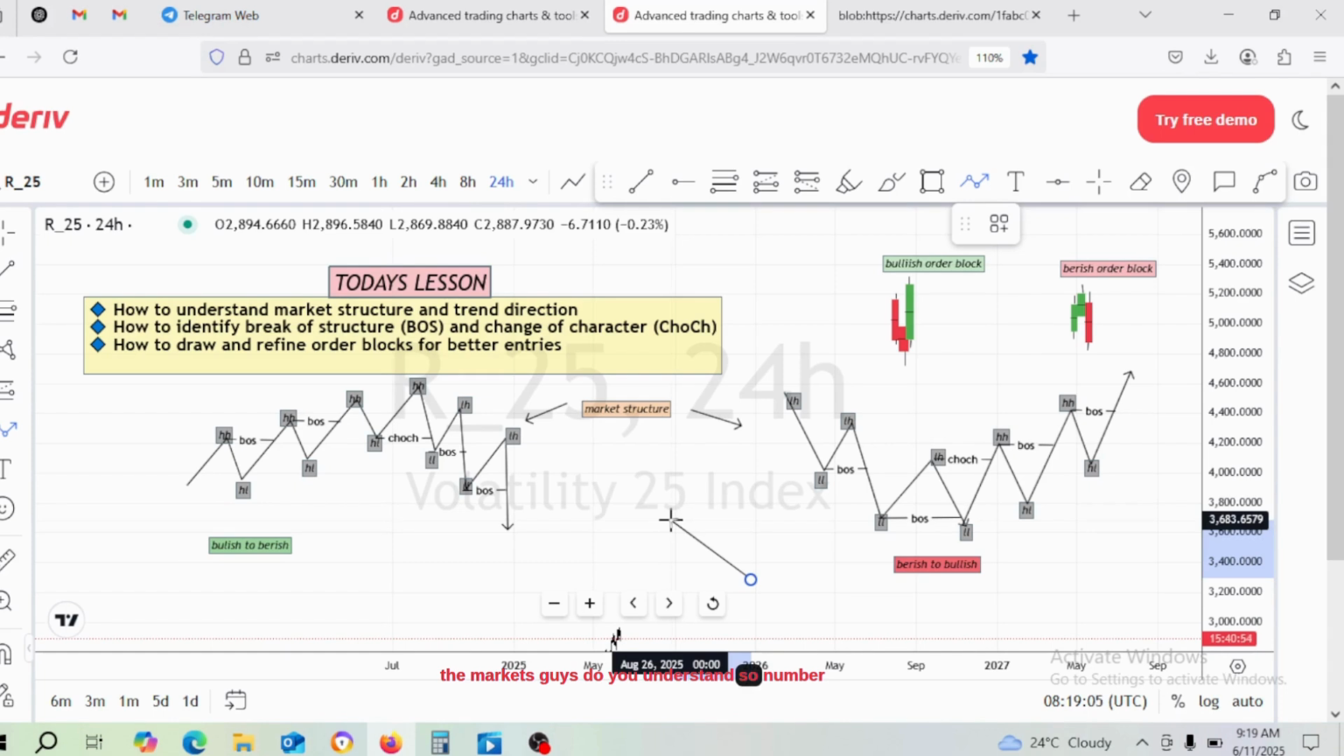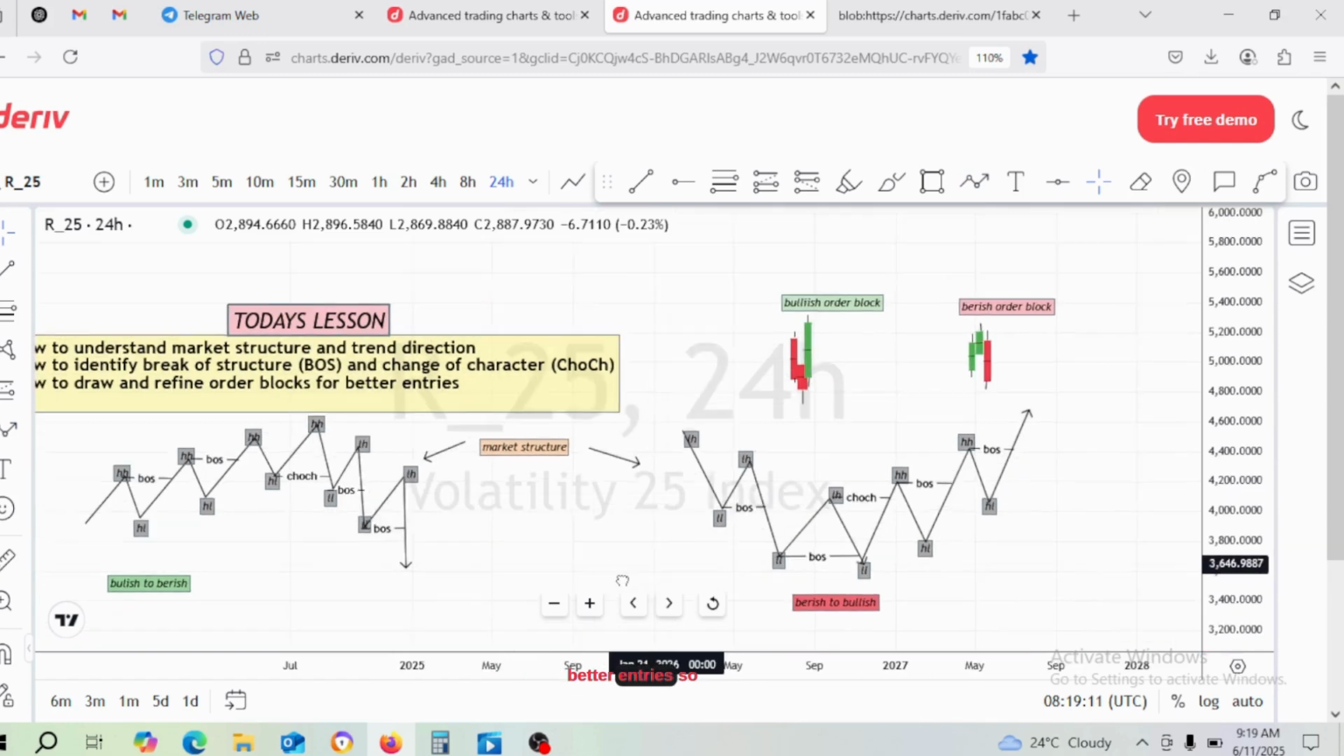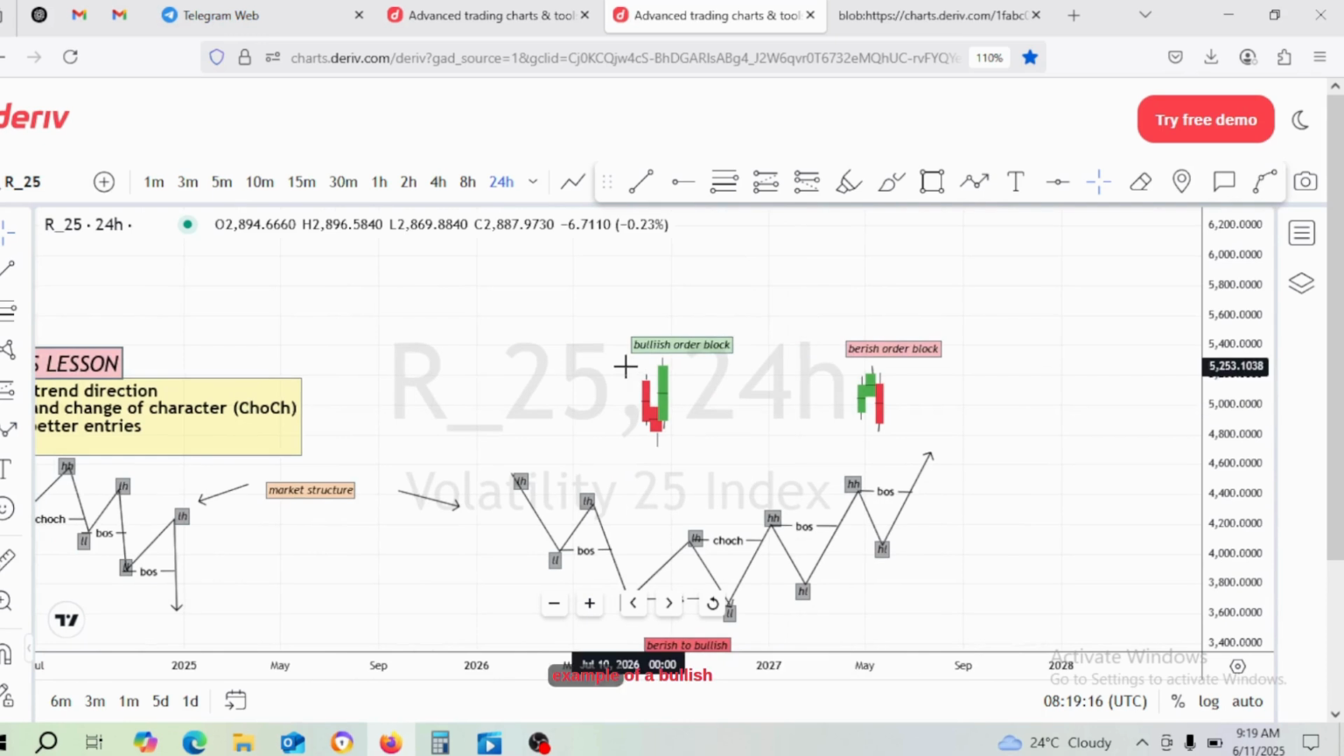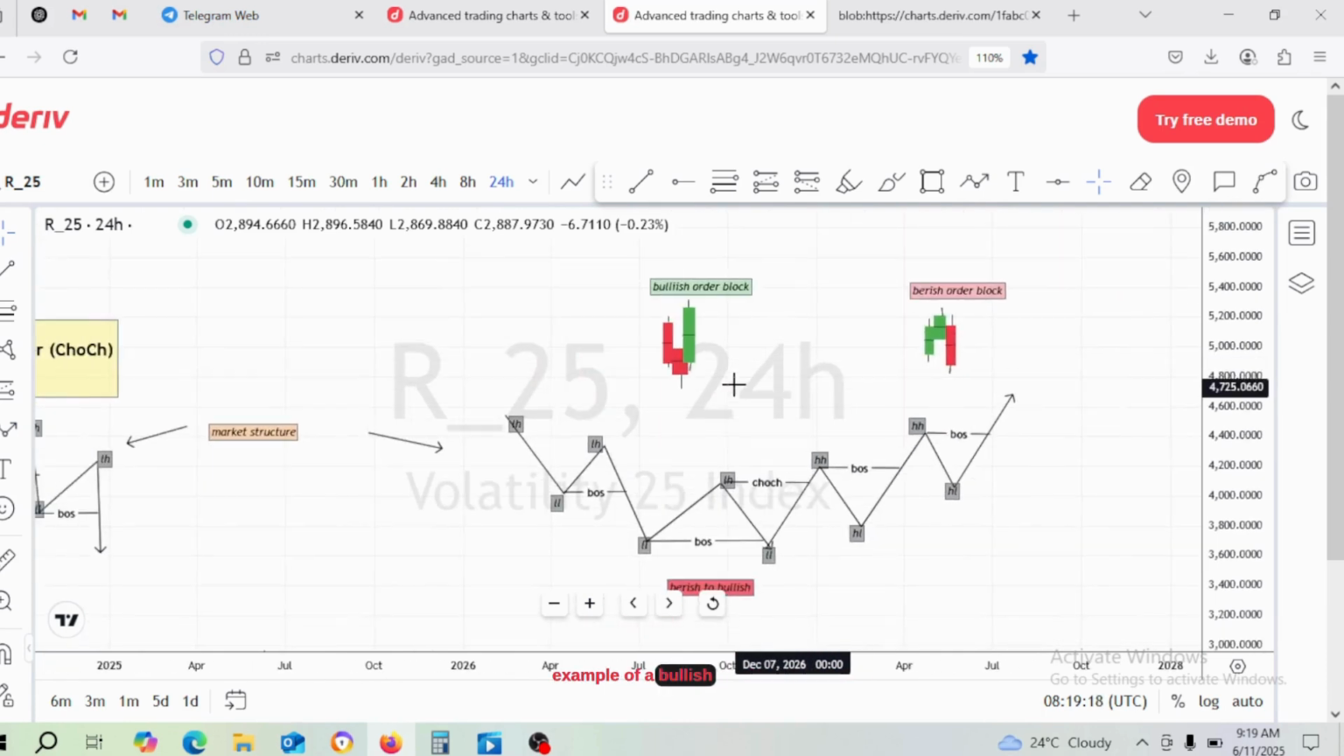Do you understand? So number 3, we are moving up to how to draw and refine order blocks for better entries. So this is just a typical example of a bullish order block. Now let's go deeper here. You've probably heard about order blocks, I know, but let me simplify it to your understanding. An order block is the last bullish or bearish candle before a strong move in the opposite direction.